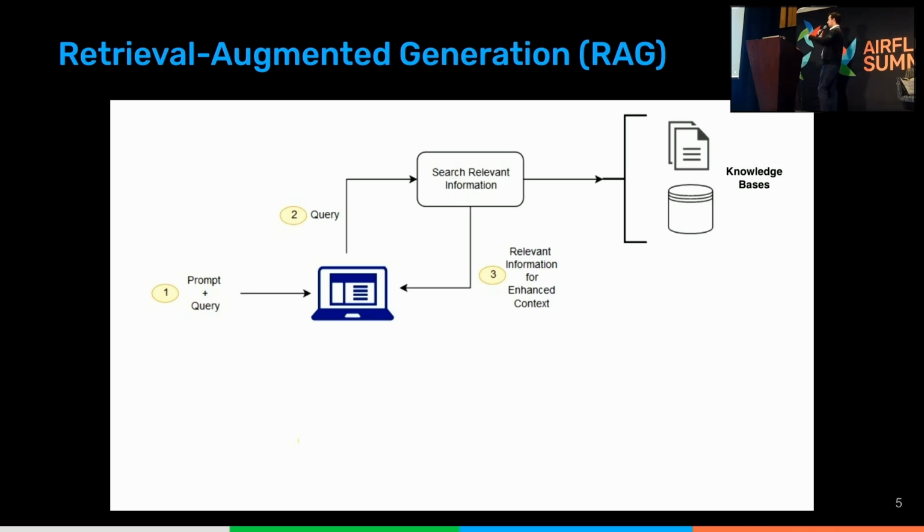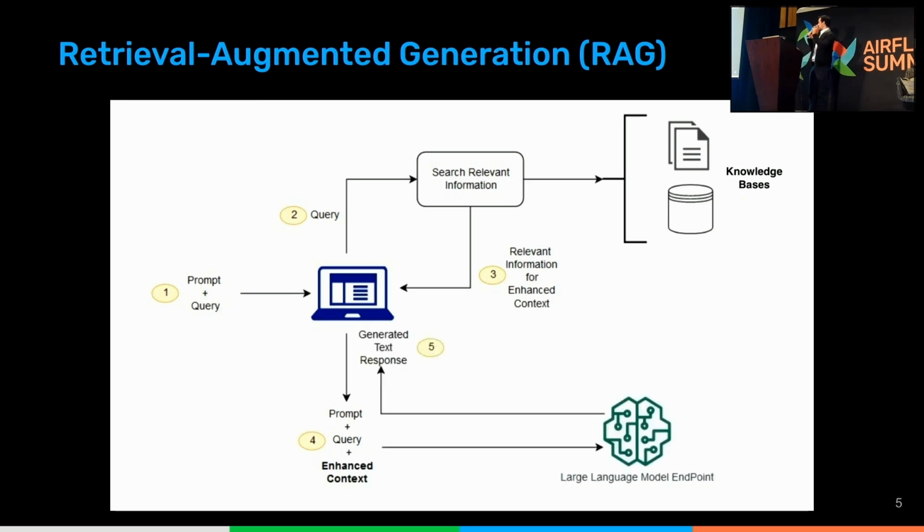You're going to create what's called a context. And then you're going to add the context to your query and then send all that to your LLM. And then it will generate an answer and then come back with the answer. So RAG is very powerful. By the way, RAG, I didn't mention it, but it means retrieval augmented generation.